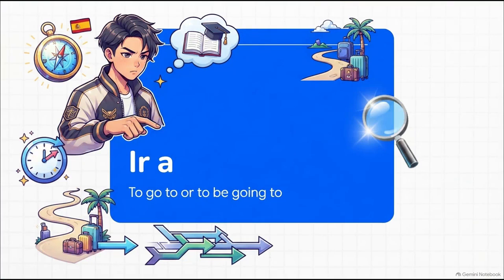To ground our entire explainer, let's look at our core concept, ir a. I'll say that one more time, ir a. In English, this translates to "go to" or "to be going to." So the absolutely crucial point here is that these two little words are the engine driving our future intentions. Just like in English, when you say, "I am going to study," Spanish utilizes the exact same logical structure.